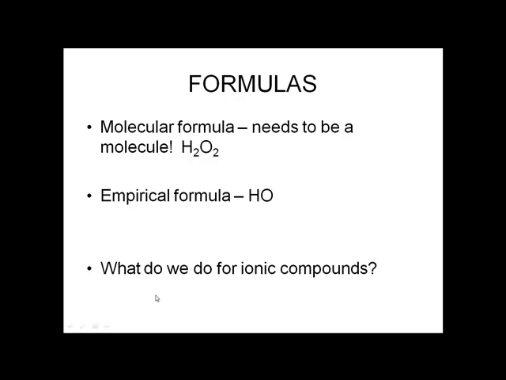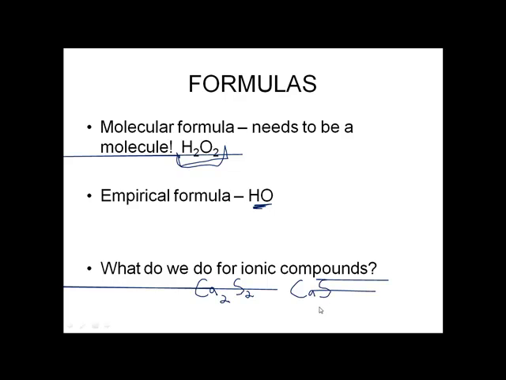Some simple formulas here, molecular formulas. We don't reduce them, basically, is what we're saying. So like H2O2 is hydrogen peroxide. We don't reduce that down to HO. For ionic compounds, we would. We wouldn't say Ca2S2. We would just say CaS. So it's the simplest ratio when we're talking about ionic compounds, but for molecular formulas, we leave them in whatever their formula is.